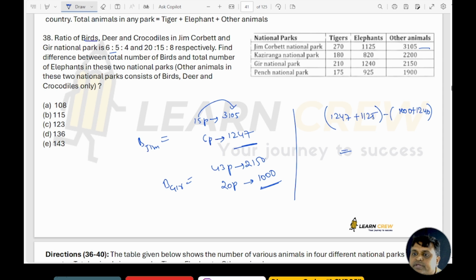So what is the difference you are going to get? 1242 plus 1000 minus 1125 plus 1240. 1242 minus 1240 is 2, and 1125 minus 1000 is 125. 125 plus 7, 132. Am I correct? 132 is the answer. Do we have the option or not? 132 is what I have got. Okay, 132 is the answer.